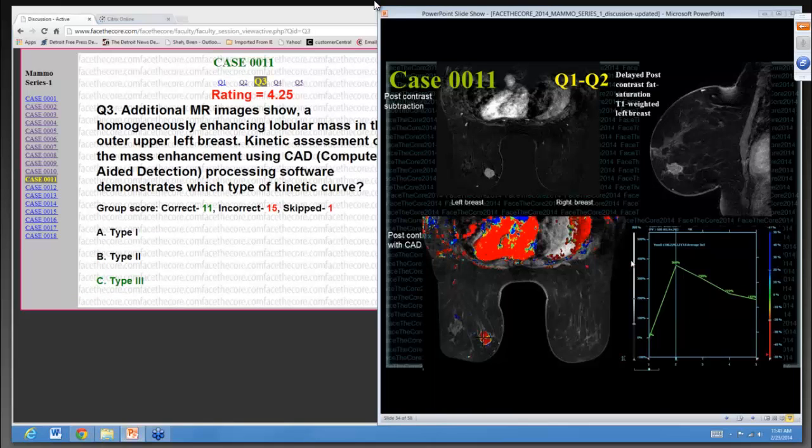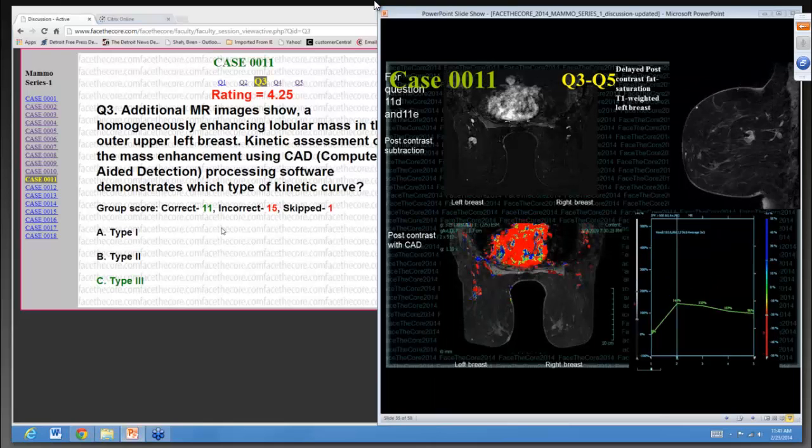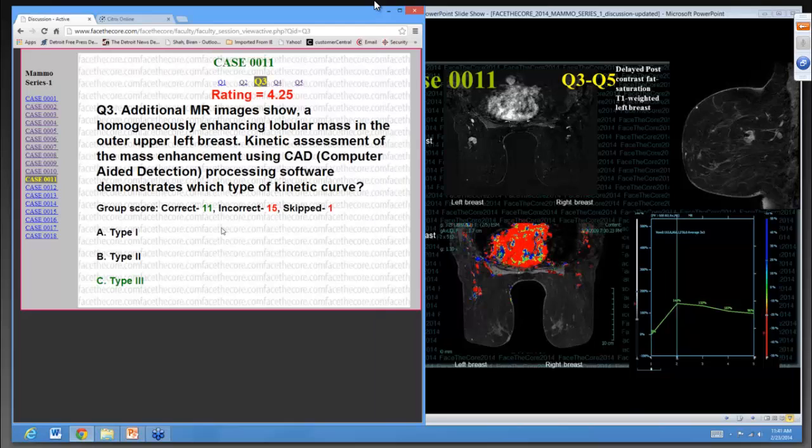As far as additional images, this shows a homogeneously enhancing lobular mass in the upper outer quadrant. Kinetic assessment of the mass using CAD processing software demonstrates which type of curve? This is actually the mass, and it has a signal void, which is from a biopsy. This was biopsy proven to be a cancer, and a clip was placed. This is a type 3 curve. It just doesn't have enough plateau to it, and a type 1 would be persistent. If some of you thought it's type 2, this might be a bit tricky, as that is usually flat. This is still a type 3 curve.